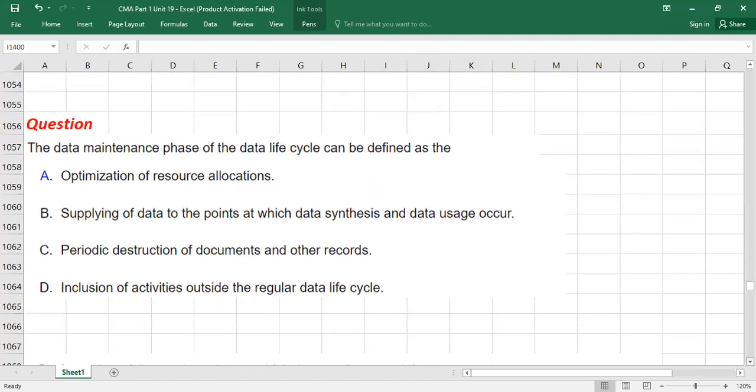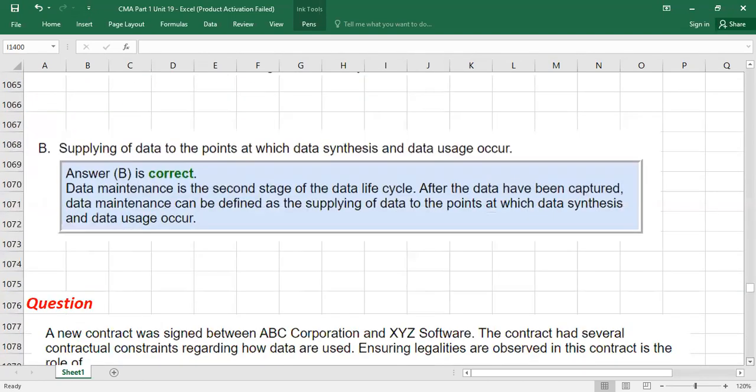Then we have another question. What is data maintenance? Do you remember? Data maintenance, I told you, is the supplying of data to the points at which data synthesis and data usage occur. Right or wrong? So straight away, definitions are there. You have to remember, guys.